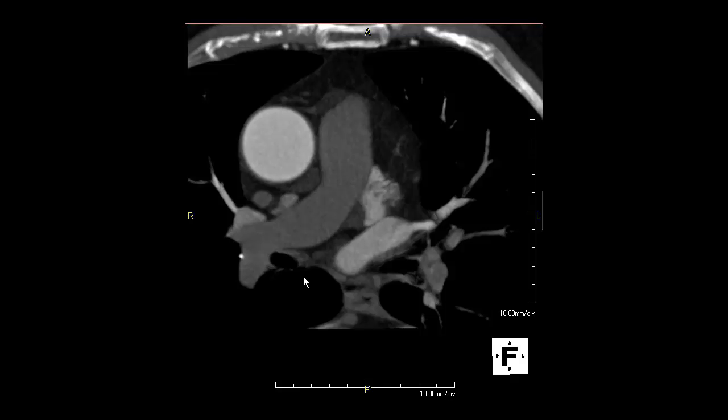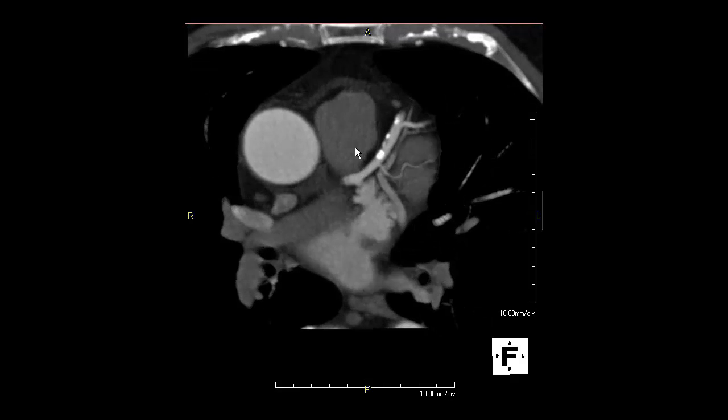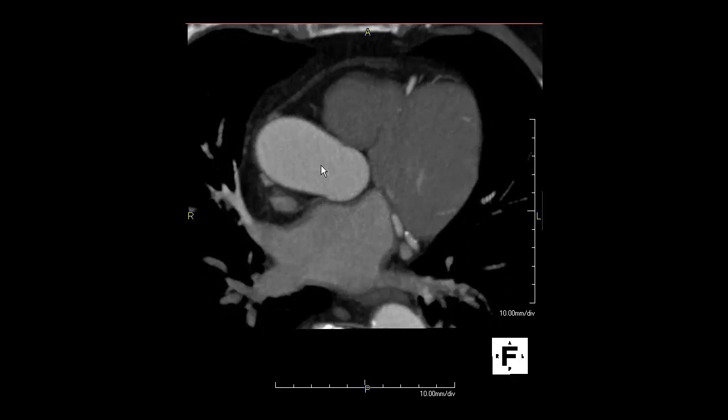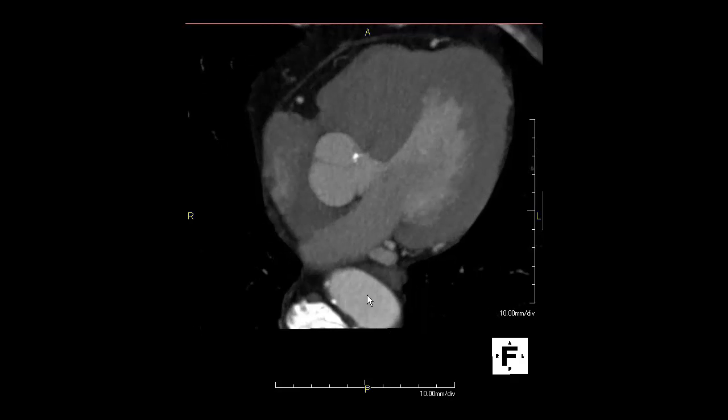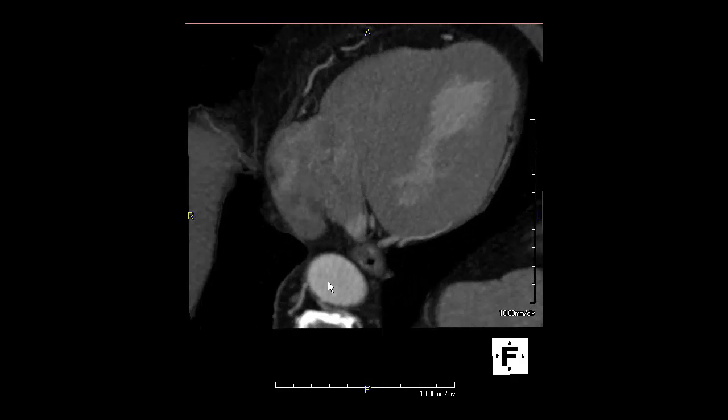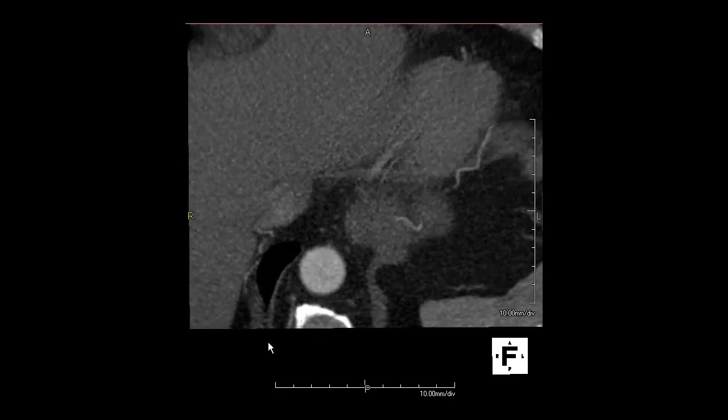We begin our review by first doing a general inspection of the study to look at quality and to also look at non-coronary structures. Here is the aortic root and the pulmonary artery as we move down. The left atrium is seen here, appears to be of normal size. There is calcified plaque in the thoracic aorta.